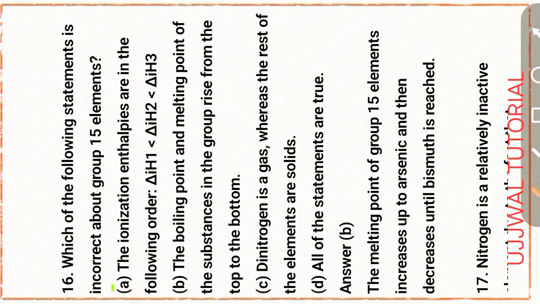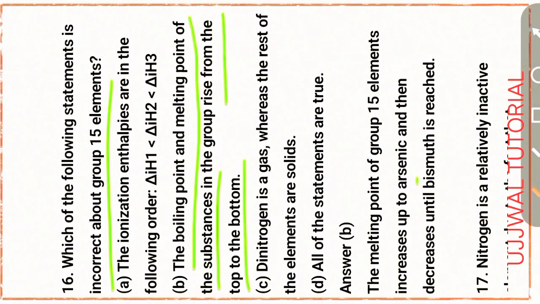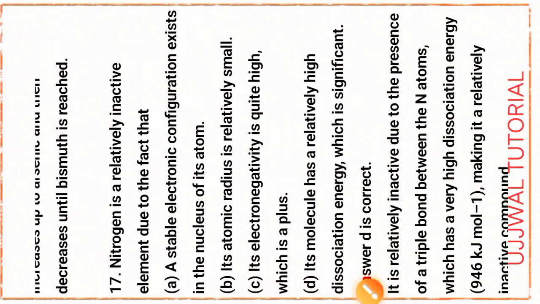Which of the following statements is incorrect about group 15? Incorrect, that is option B. The boiling points and melting points of the substances in group 15 range from top to bottom. The explanation for this part: the melting point of the group 15 elements increases up to arsenic and then decreases until bismuth is reached. Next question number 17.